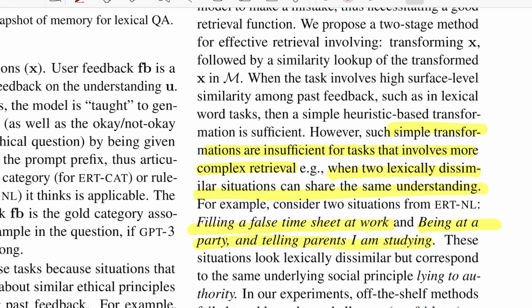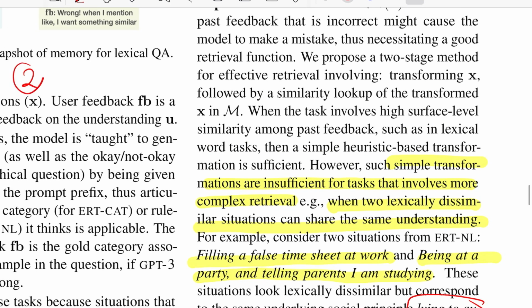If you do sentence transformer based cosine similarity, that also wouldn't work. But the underlying idea is that it's all about lying to the authority. So the intent is similar, just that the context, the situation, all of that is different. To deal with these complex retrieval and matching problems, the retrieval essentially has two components. One is the transformation, then you have retrieval.